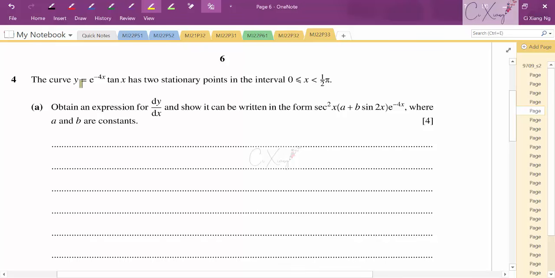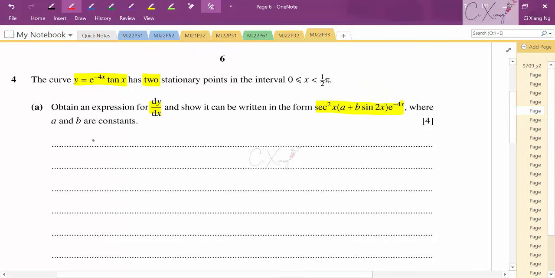Okay, so we come to question number 4. We have a curve equation, and then it is told that we are having 2 stationary points in this interval. They want us to find the dy dx and show that it can be written in this form.